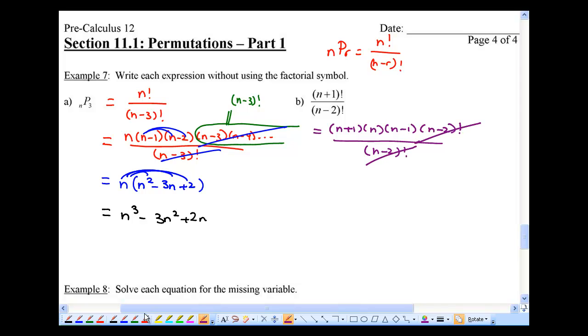Nice. I'm going to just regroup this a little bit because it's going to be easier if I put the n in front and the n plus 1, n minus 1 together. And then the n plus 1, n minus 1 part here is, what is it? Oh yeah, difference of squares. And then we can just simplify. We get n cubed minus n. Ta-da.